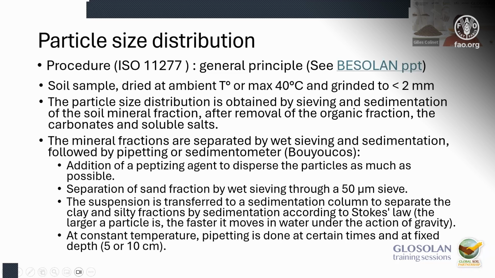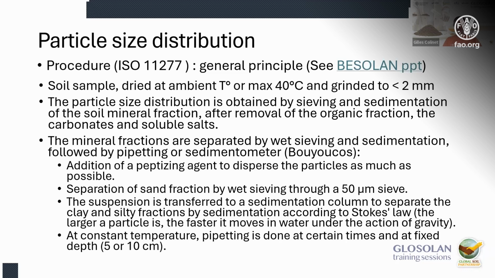And so globally, the principles are given here. For the soil, we work on a soil sample, air dried or at 40 degrees, and ground to 2 millimeters. The idea of the method is sieving the soils and sedimentation of the smallest size particles. And for that, you first have to remove the binding agents, which are the organic fraction, the carbonates, and the soluble salts, if any.